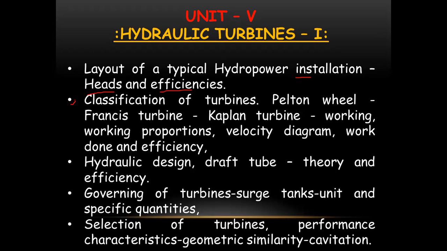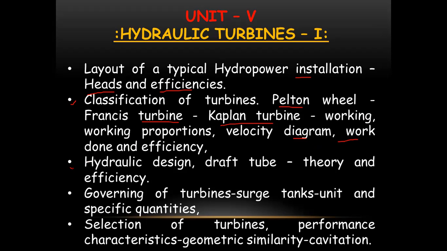Next is the classification of the turbines. How do you classify the turbines? In unit 6, how did you classify centrifugal pumps and reciprocating pumps? In the same way, here also we will classify the turbines. In this classification, we have the Pelton wheel, the Francis turbine, the Kaplan turbine, their working and proportions, their velocity diagrams, work done and efficiency, and related problems. We will discuss all these concepts in this classification of turbines.